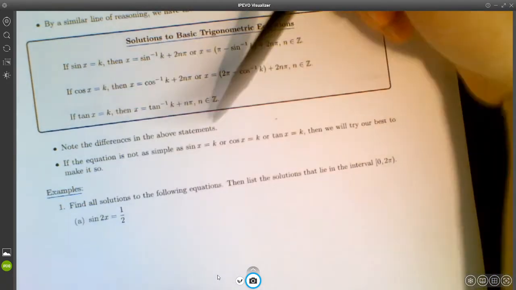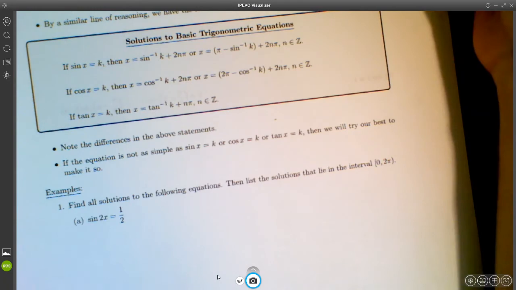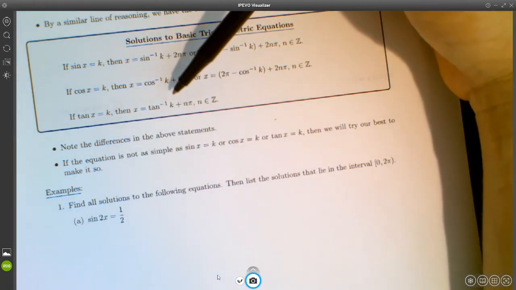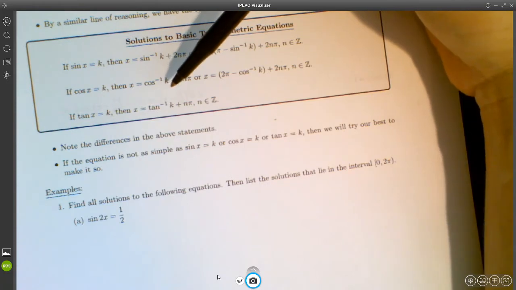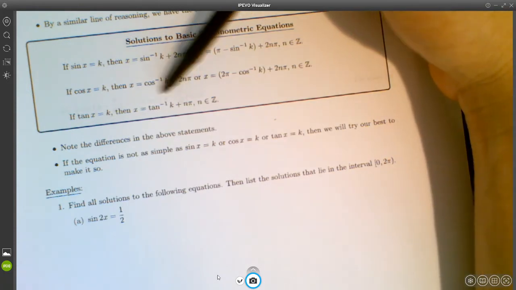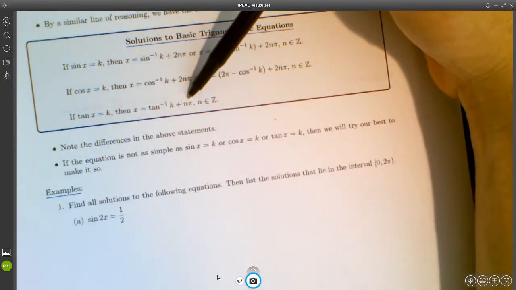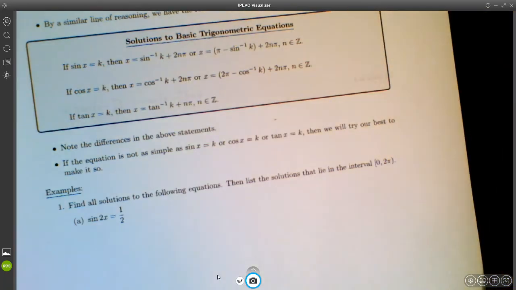For tangent, it's a little bit different. Tangent has a period of just pi, right? Not 2 pi. And so you don't get two different solutions, I guess. You just get one solution, but it repeats every pi units instead of repeating every 2 pi units, right? And that's how the tangent function works.